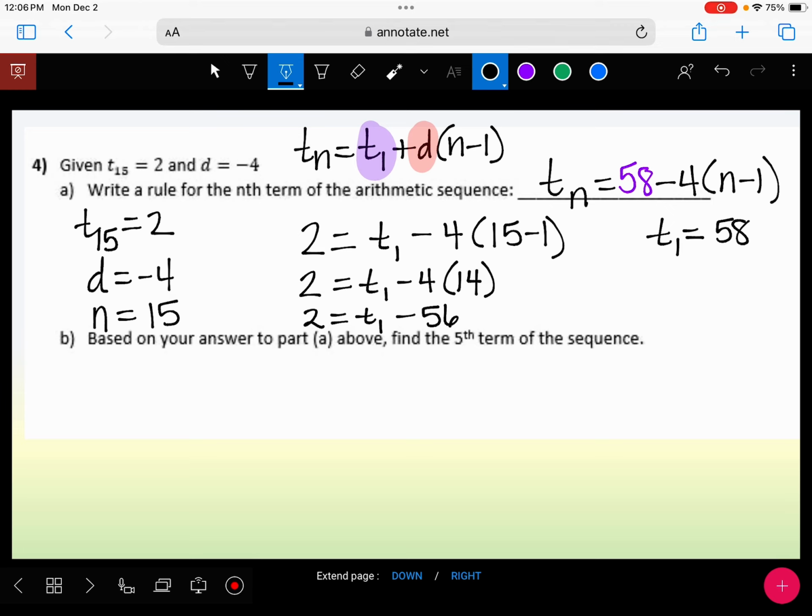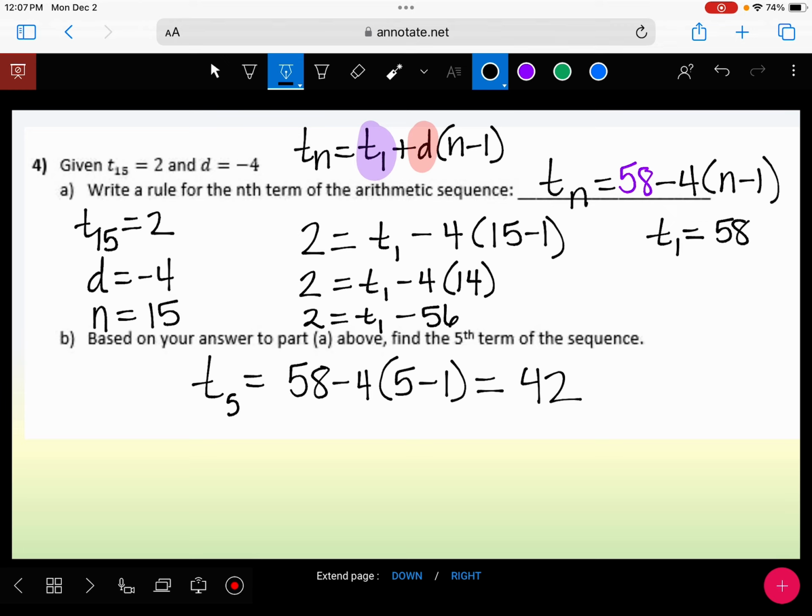So now use that rule that we just wrote to find the 5th term. If I'm trying to find the 5th term, where am I going to substitute that 5? Is that going to be T sub n or just n? N. Good. So we're going to find the 5th number. That would be 58 minus 4 times 5 minus 1. Type that in your calculator. And who got 42? So that means that the 5th number in this sequence is 42.